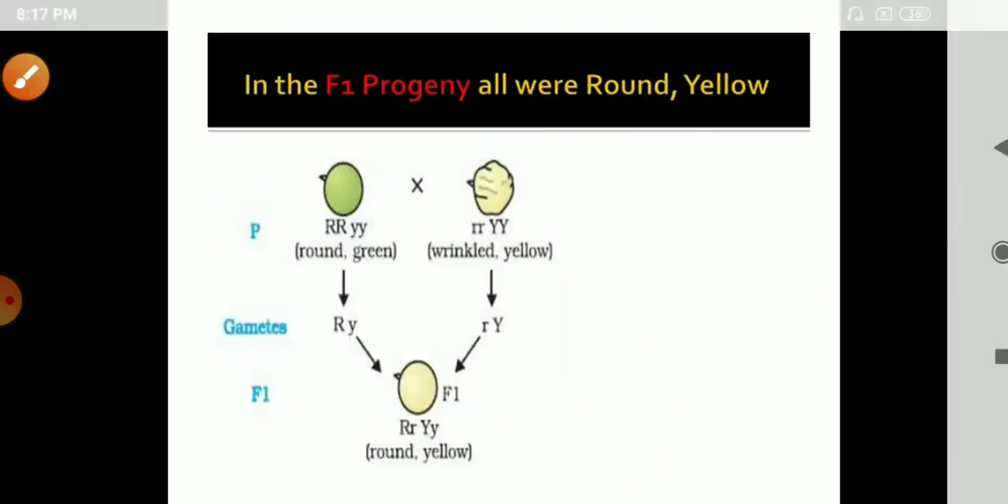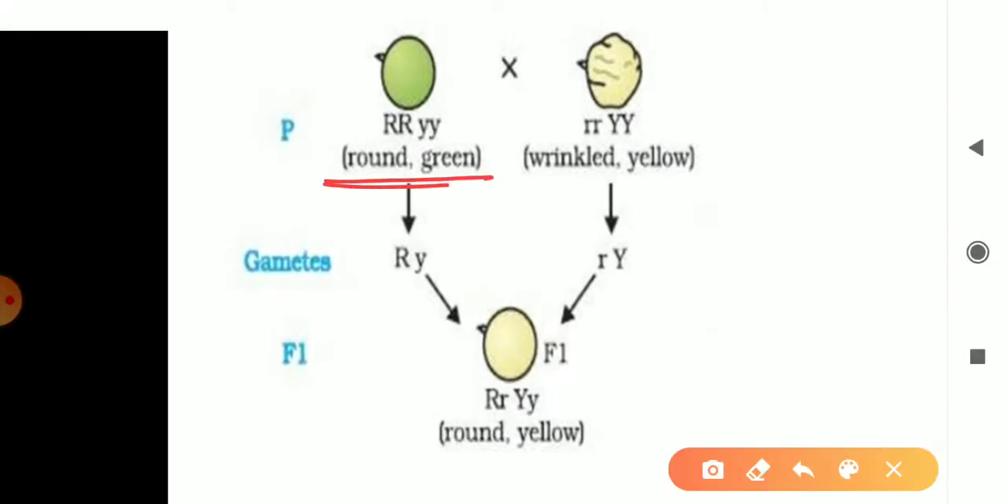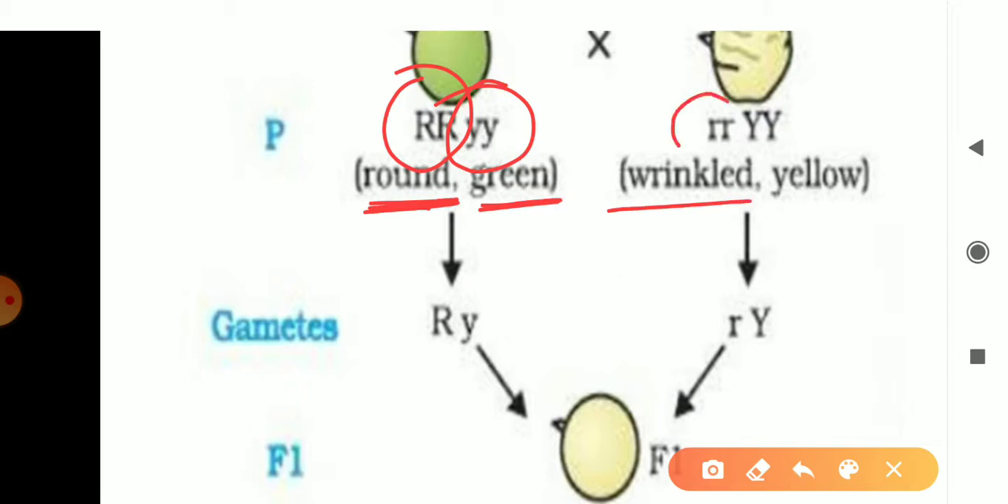So let's see how the cross was done. This is the cross that shows the parental type, where the plants producing round and green seeds are being crossed with the plants producing wrinkled and yellow. Since these are pure lines, the genotype, when we talk about the genetic makeup, will have two factors for round, and for green it will be two factors for green. Then for wrinkled there will be two factors for wrinkled, that is small r, and for yellow it will be two factors for the yellow color.